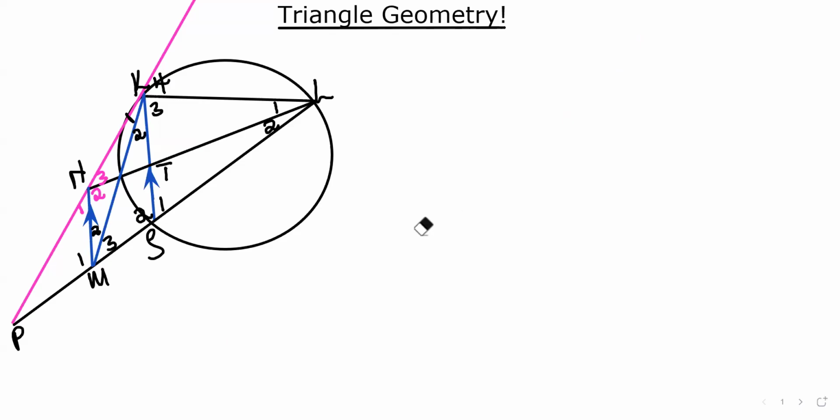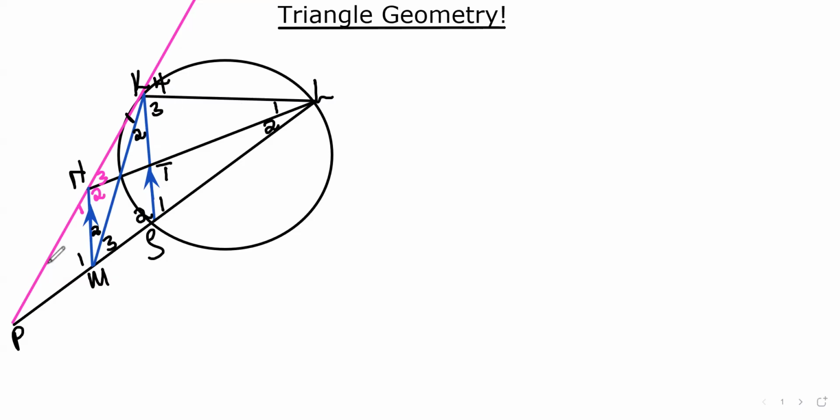So just to show you what a transversal is in this case, the line NL is actually a transversal. The line MK is also a transversal, because those two lines do the thing. So they're transversals. Okay, let's begin.